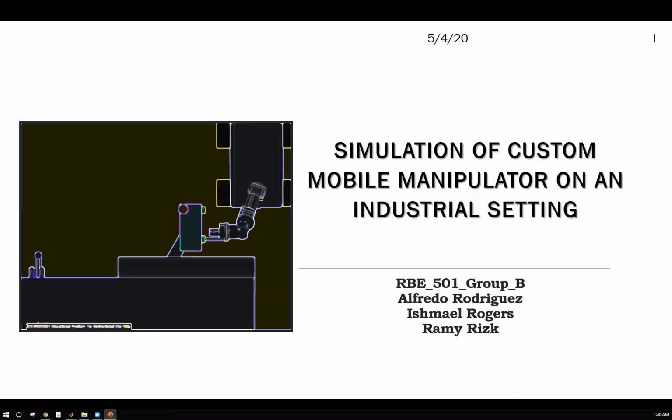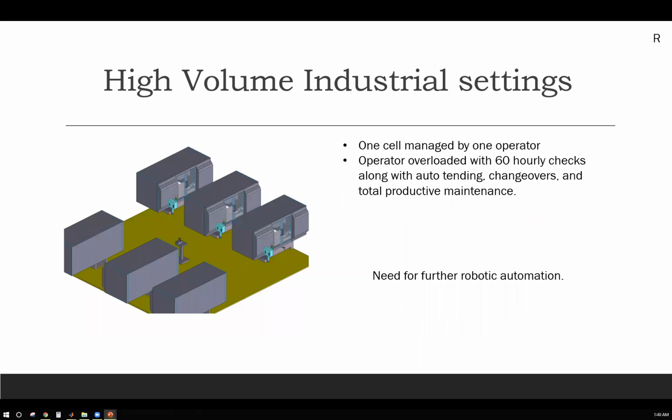So this is the final presentation for RBE501 Group B. The purpose of our project is to simulate a custom mobile manipulator robot using both MATLAB and ROS, as well as SIMULINK, to develop a robot to assist operators in an industrial setting.